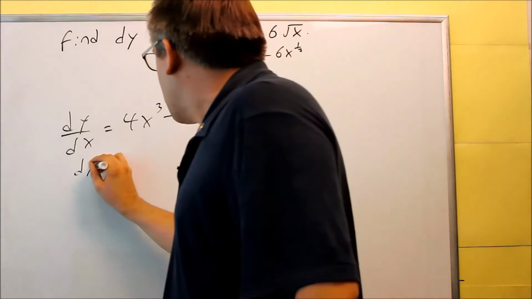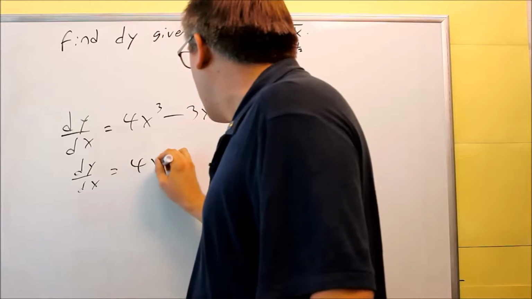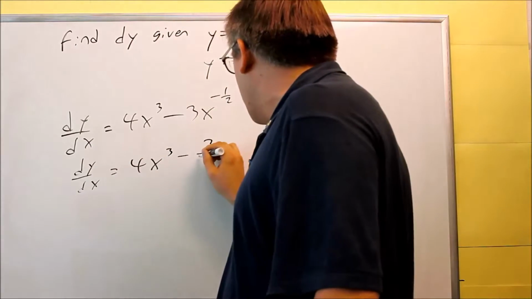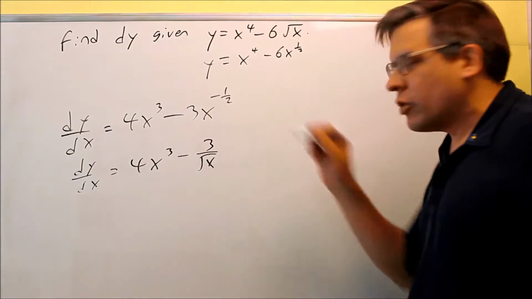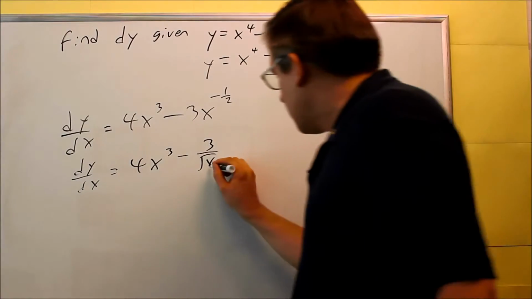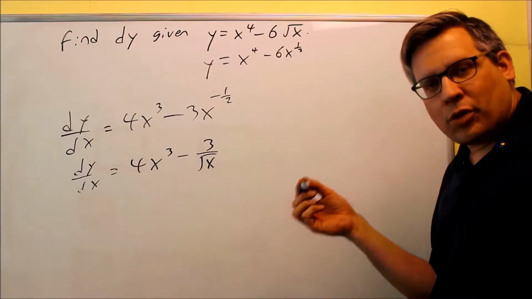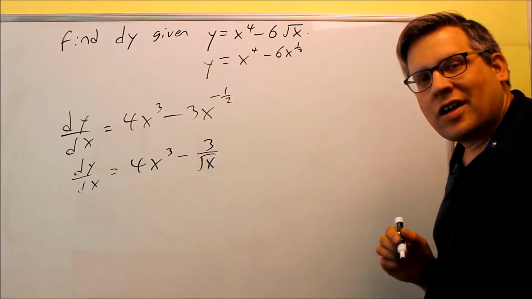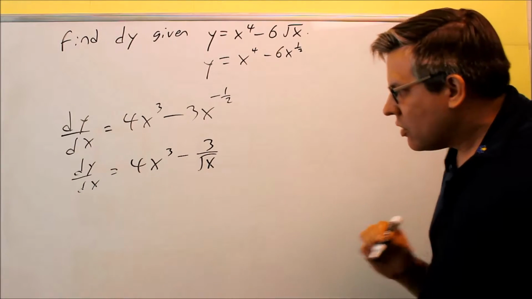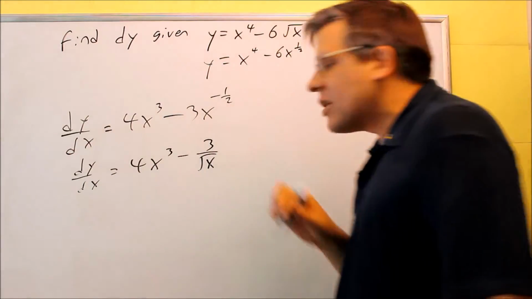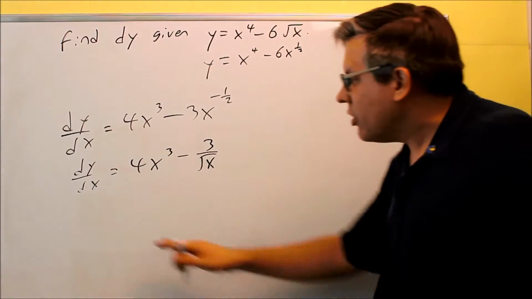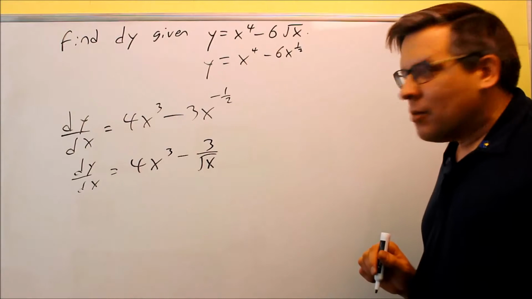What I'll do next is I'm going to just simplify it. 4x cubed minus 3 over the square root of x is what I can rewrite that as. But they ask us to solve for dy, and what I mentioned before in the previous video, dy and dx are considered as two separate variables. So I'm going to multiply both sides of the equation by dx. By doing that, that's going to allow me to get dy by itself.